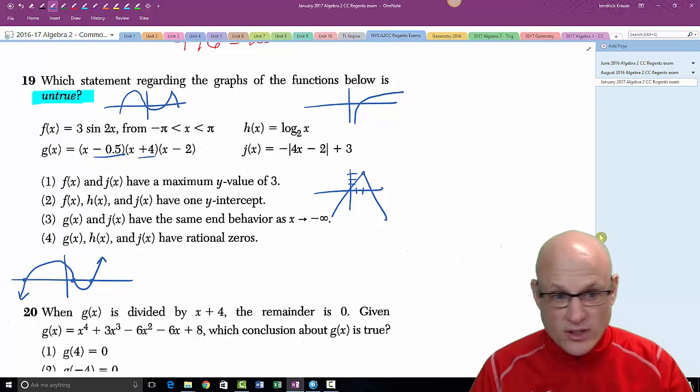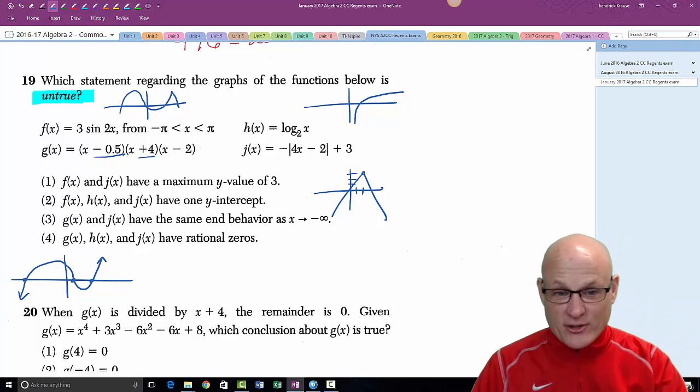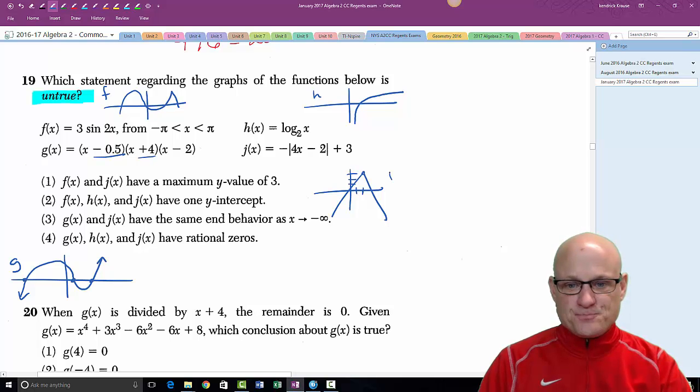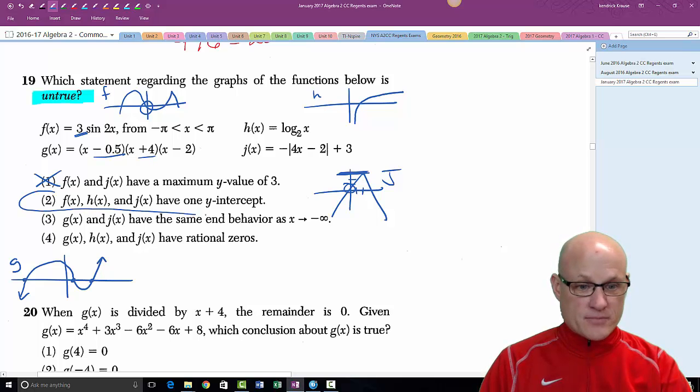Okay, now let's answer the questions. You've taken the time to put these all on your graphing calculator. Now let's answer the question. Oh, by the way, this is F, this is H, this is G, and this is J. F and J have a maximum y value of 3. That has a maximum y value of 3, and since this one has an amplitude of 3, yes. F, H, and J, these three over here, have one y-intercept. This one never hits the y-axis, and this has one y-intercept. So I think that's our answer.